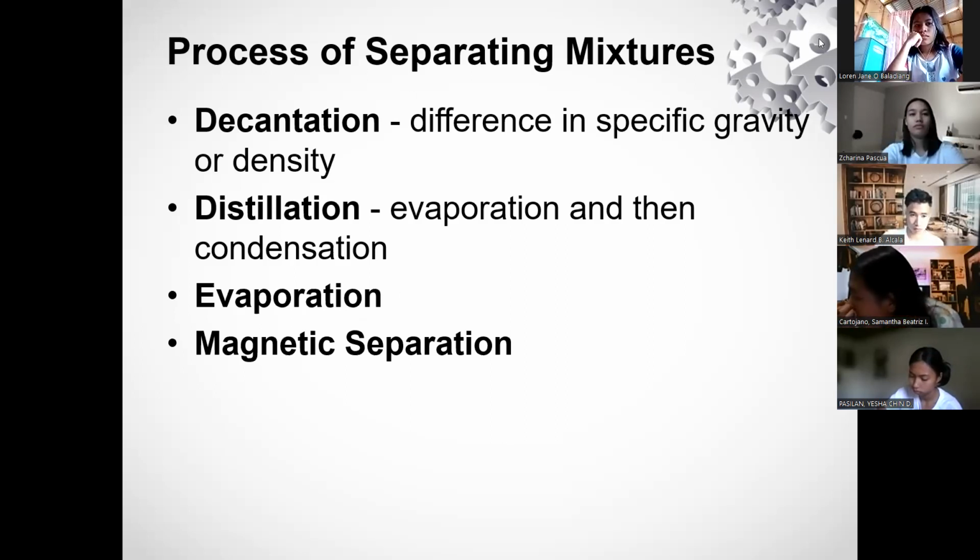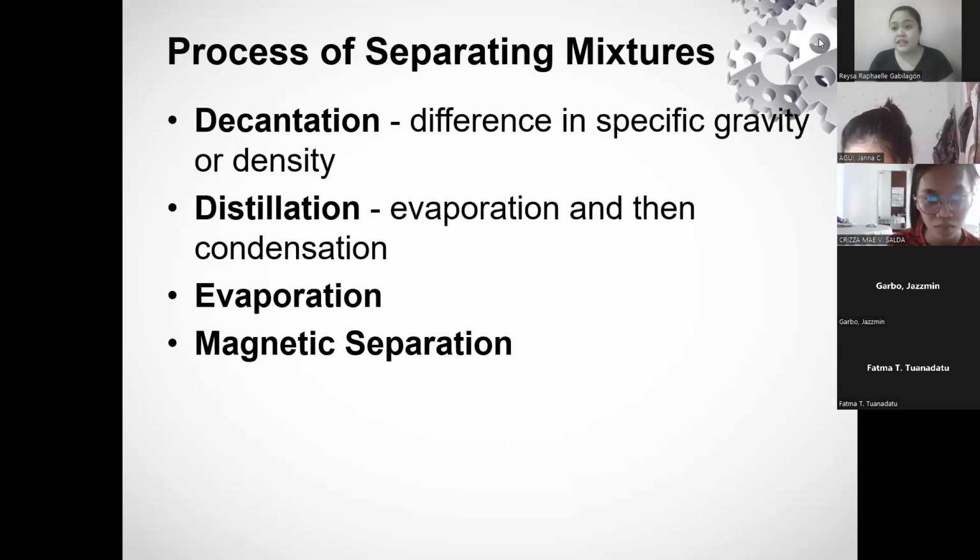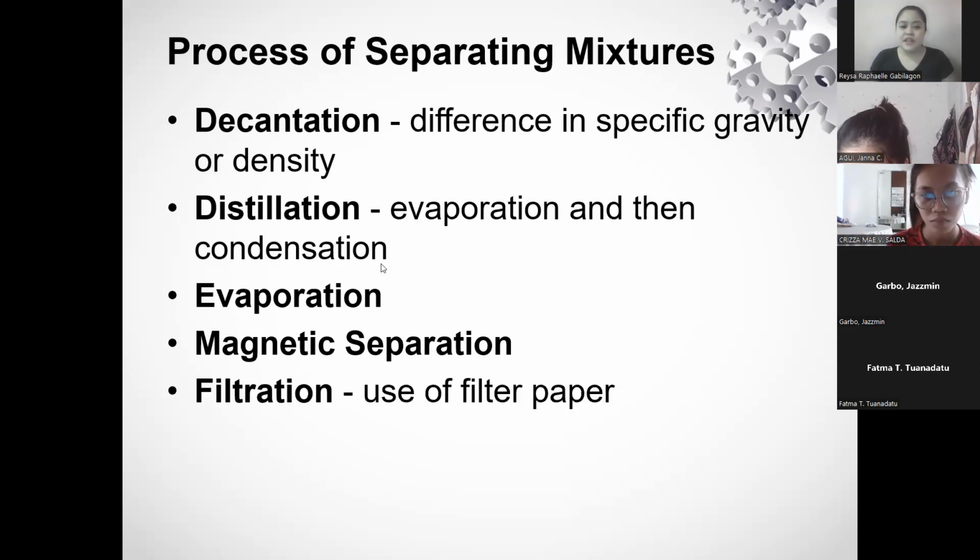Magnetic separation, we always did this as a kid. If we have a magnet, we played with the magnet, like with sand, right? We separate it using our magnet. And then in the laboratory, we always do the filtration process using filter paper. But that is not limited to filter paper only. We can also use cheesecloth or asbestos or wool as a filtering medium if we want to separate, for example, a liquid from a solid.